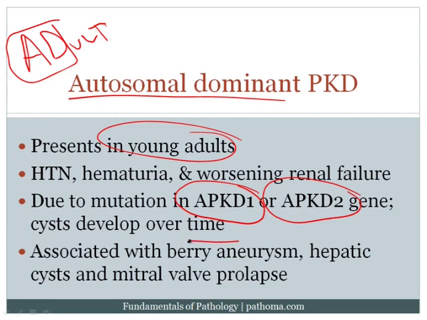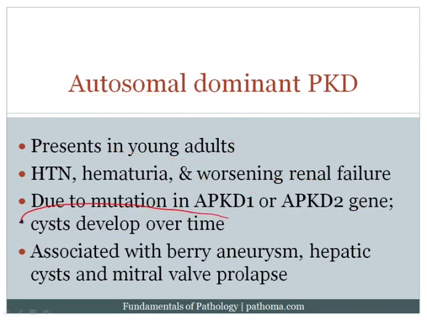But the cysts, they develop over time. And since the cysts develop over time, these patients will present as adults. The way by which they present is hypertension, hematuria, and worsening renal failure. The hypertension is usually due to an increased renin, so that these patients will also have an increased plasma renin.